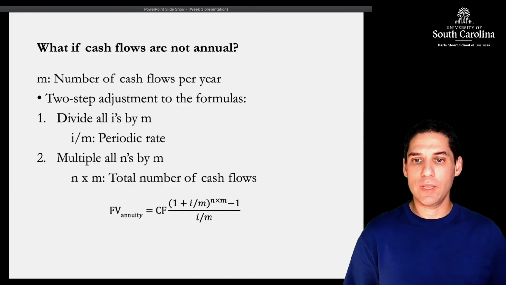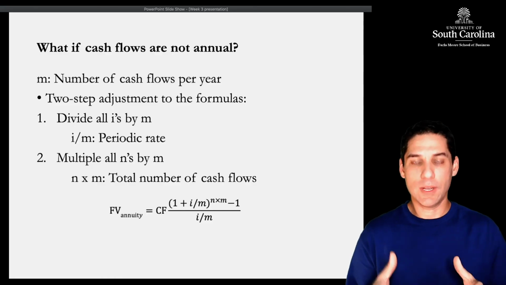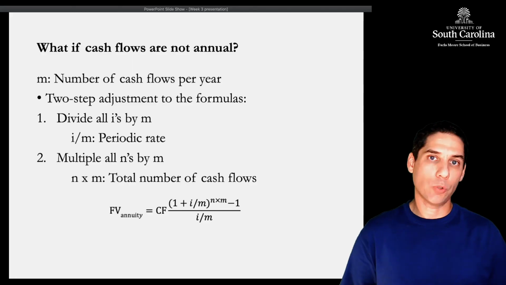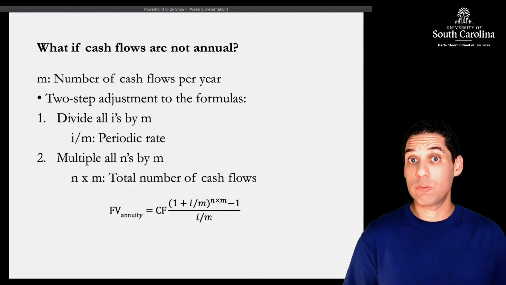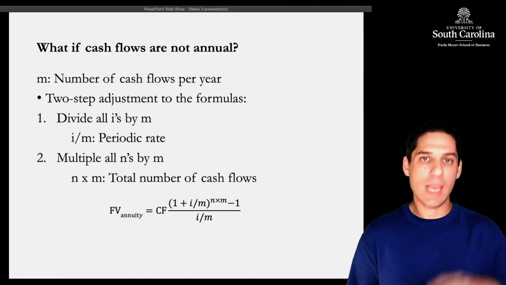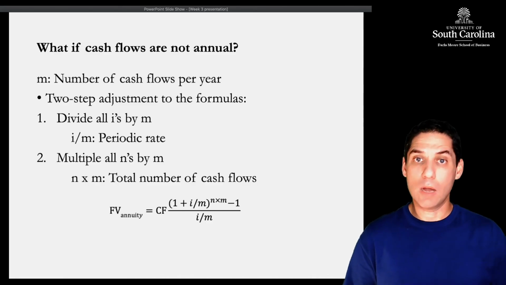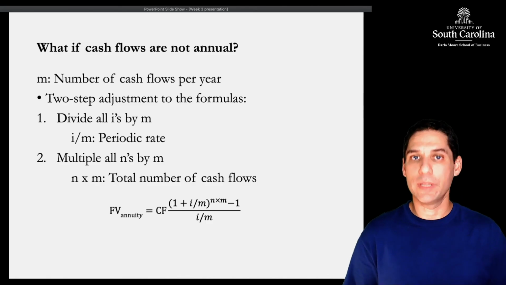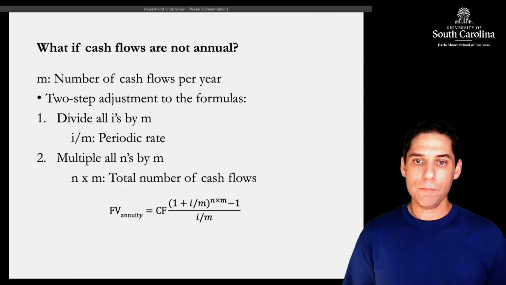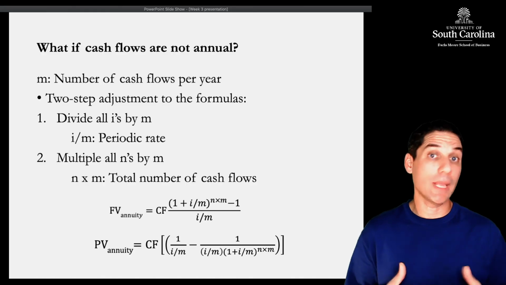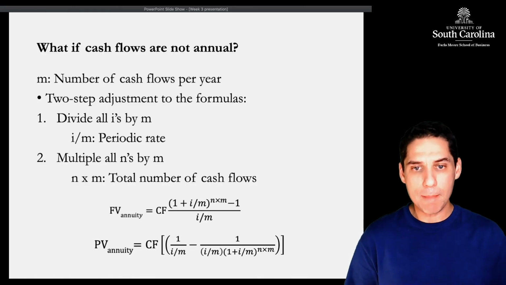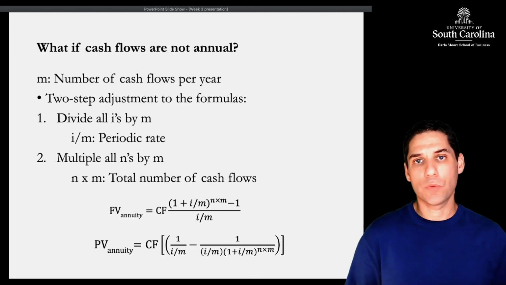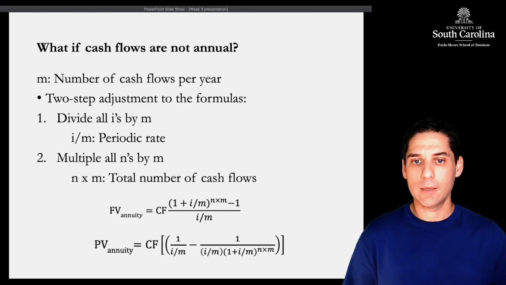So this is what our formulas will look like. The future value of annuity equals CF times, we have this term. In that term, we have two i's, one in the numerator, one in the denominator, and they both have to be divided by M. And then we have this one n as a power term in the numerator, and that needs to be multiplied by M. Present value, there we have three i's in the present value of annuity formula, so all three have to be divided by M, and the one n in the denominator of the second term has to be multiplied by M.